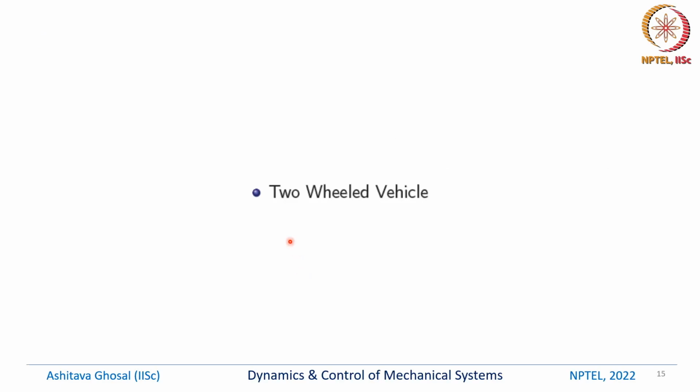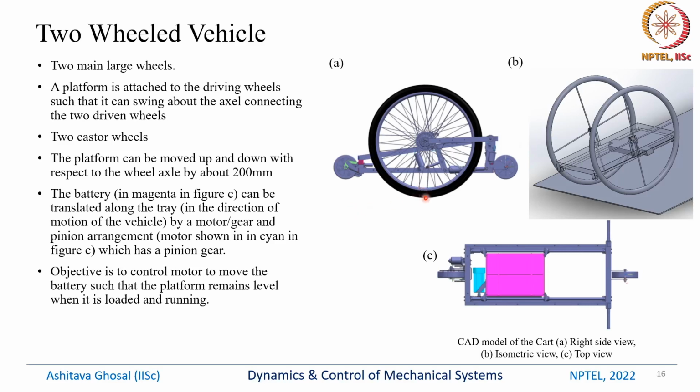The last example is that of a two-wheeled vehicle. So this figure here shows the two-wheeled vehicle. So basically this vehicle has 2 large wheels like this, 1 and 2. There is a tray in between mounted on this axis between the 2 wheels, and on the tray there is a huge weight which is basically nothing but the motor and the battery. Okay, so the platform is attached to the driving wheels such that it can swing about the axle connecting the 2 wheels. So this whole platform can tilt up and down.